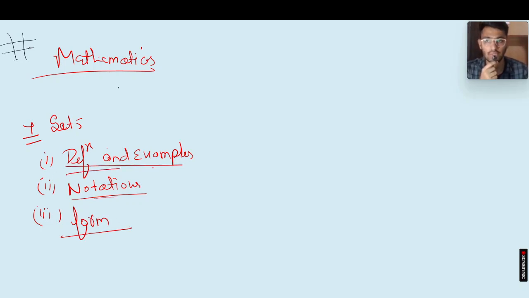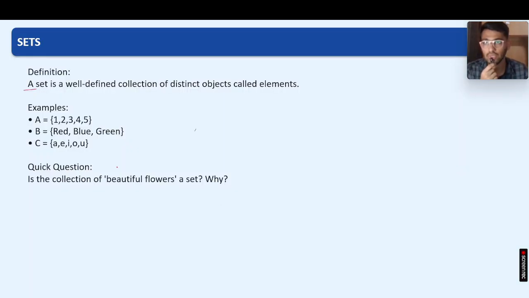So first of all we will start with our definition. What is the definition of a set? Here is the definition of sets, and it is given as follows: a set is a well-defined collection of distinct objects called elements. A set is a well-defined collection of distinct objects. The words we have to focus on are distinct and well-defined. This is the main thing.